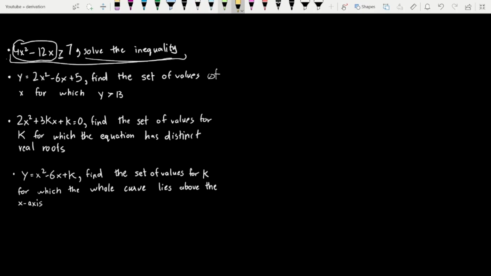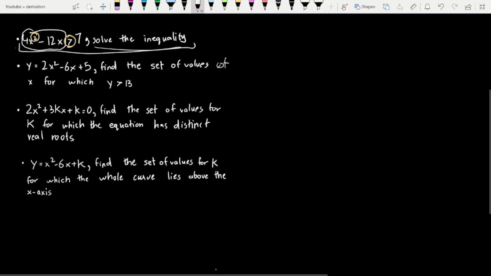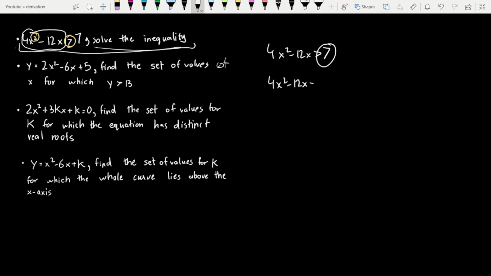Since it's quadratic because it has that square and it has that inequality sign, we know that we have to apply the quadratic inequality method to this. And that's what we're going to do. So this is going to be 4x squared minus 12x is greater than 7. Now first of all, let's get a 0 on this side, because that's what we do. So 4x squared minus 12x minus 7 is greater than 0. Now this is in the form we want it to be in. Therefore, we can now go and apply our method.